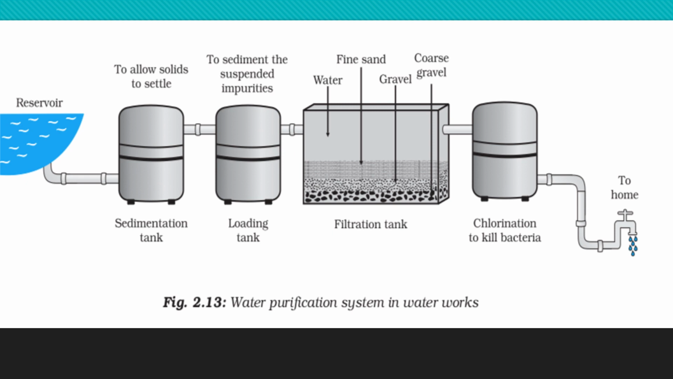Now what will happen? We'll go to a sedimentation tank. Now what will happen in a sedimentation tank? All the solids will settle. Obviously, we know by the name. Now, when the solids settle, the water is not very pure. So to make this extremely pure, it will go to a loading tank. In this loading tank, the suspended impurities are also sedimented. That means they are allowed to settle at the bottom.